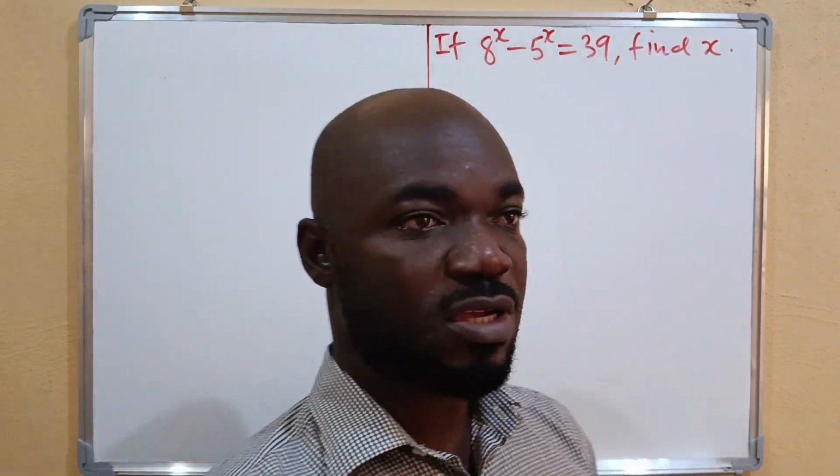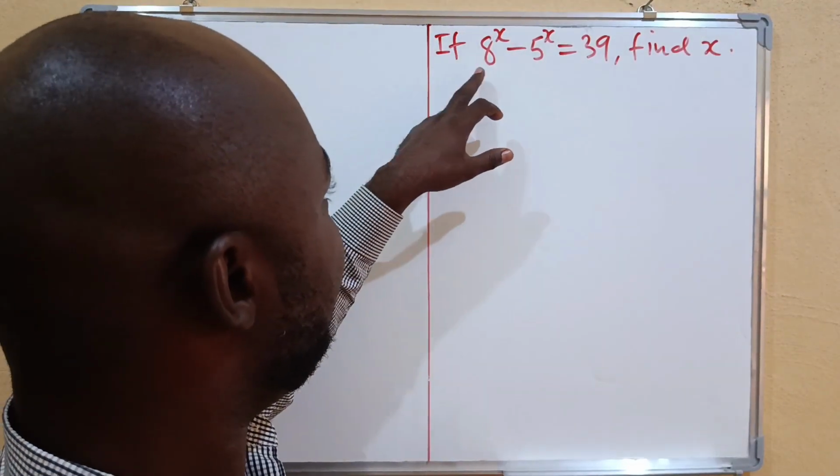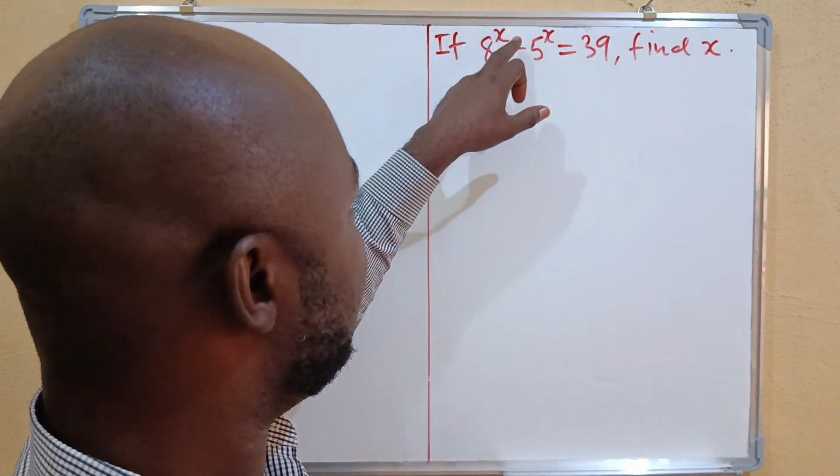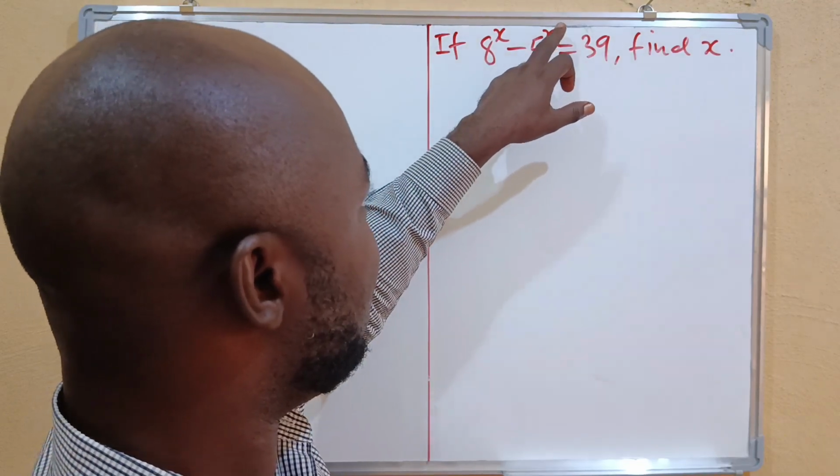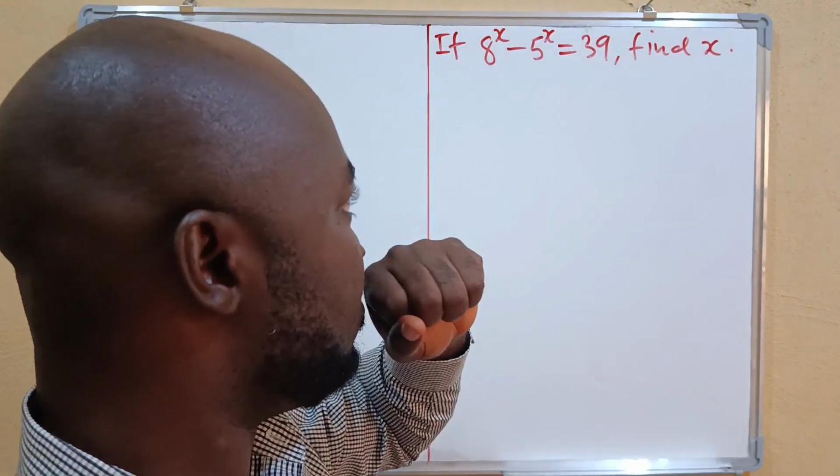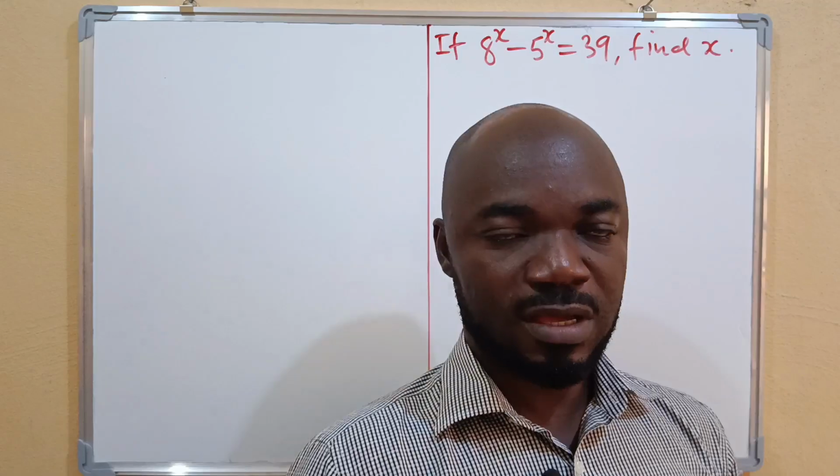Let's solve this question together. It says, if 8 to the power of x minus 5 to the power of x equals 39, we are asked to find the value of x.